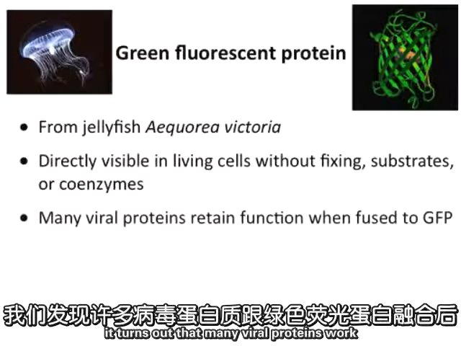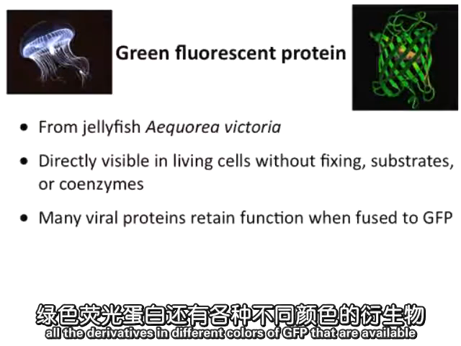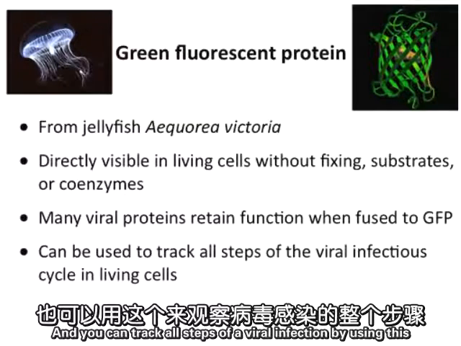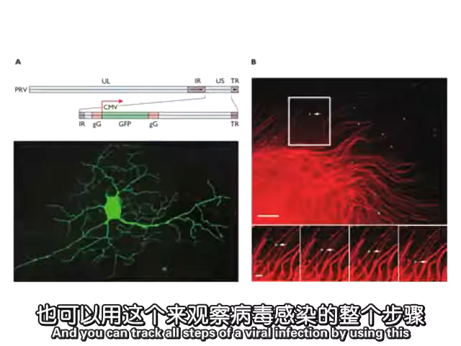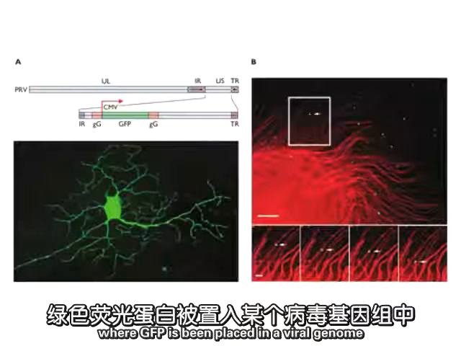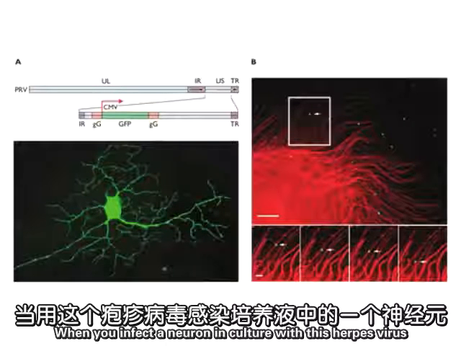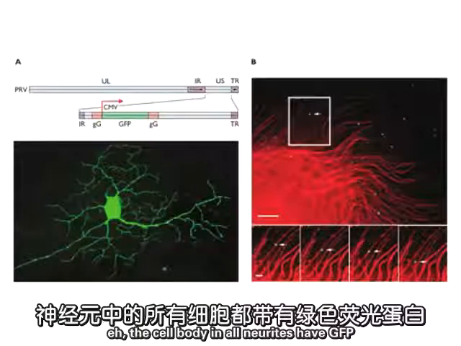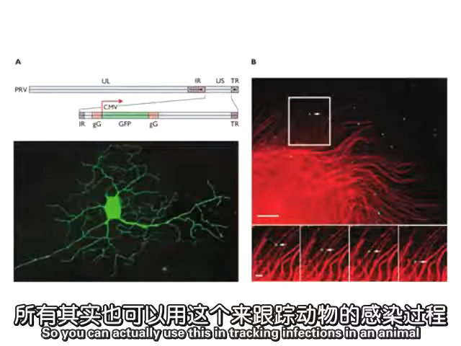It's beautiful. And it turns out that many viral proteins work when they're fused to GFP or all the derivatives, the different colors of GFP that are available. And you can track all steps of a virus infection by using this. So here's an example, two examples. Here's a herpes virus where GFP has been placed in the viral genome. When you infect a neuron in culture with this herpes virus, the virus produces GFP, and you can see the cell body and all the neurites have GFP. So you can actually use this to track infections in an animal.